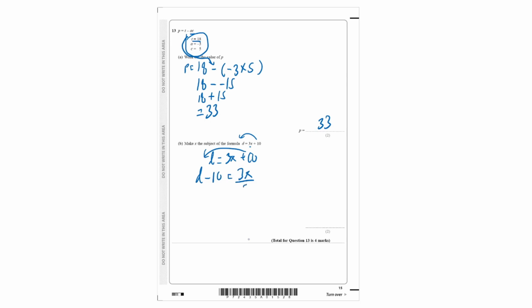And now we can isolate x by dividing both sides by 3. Now that we have isolated x, we have made it the subject of the formula. So now our answer is x is equal to D minus 10 divided by 3.